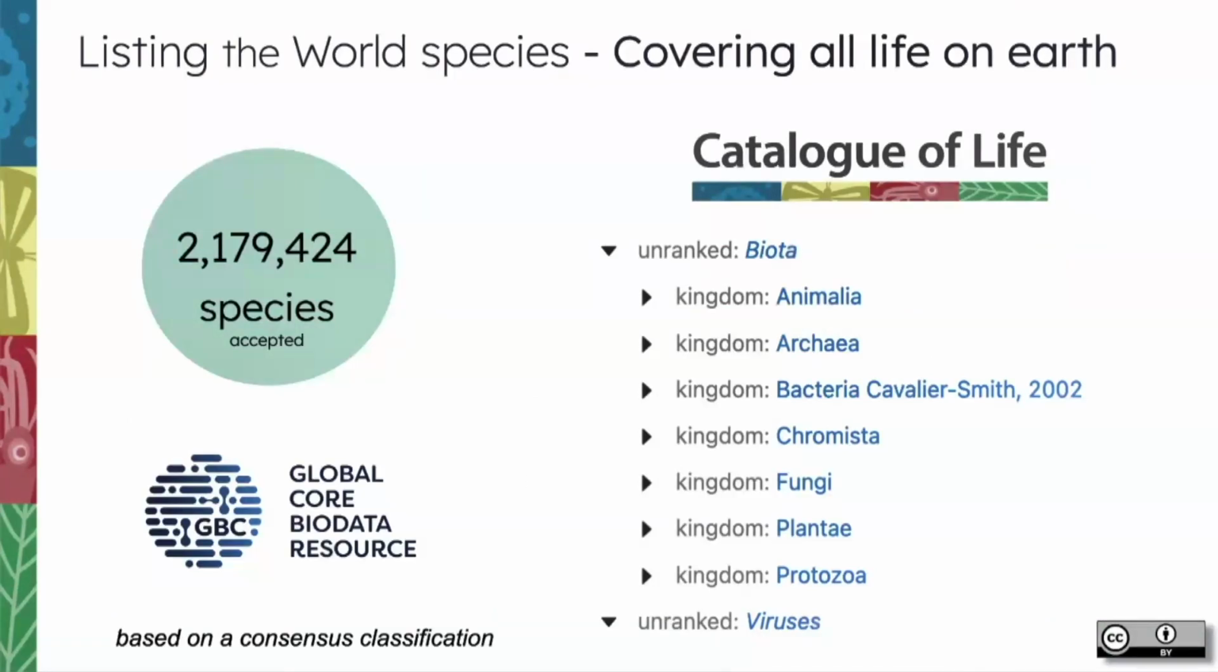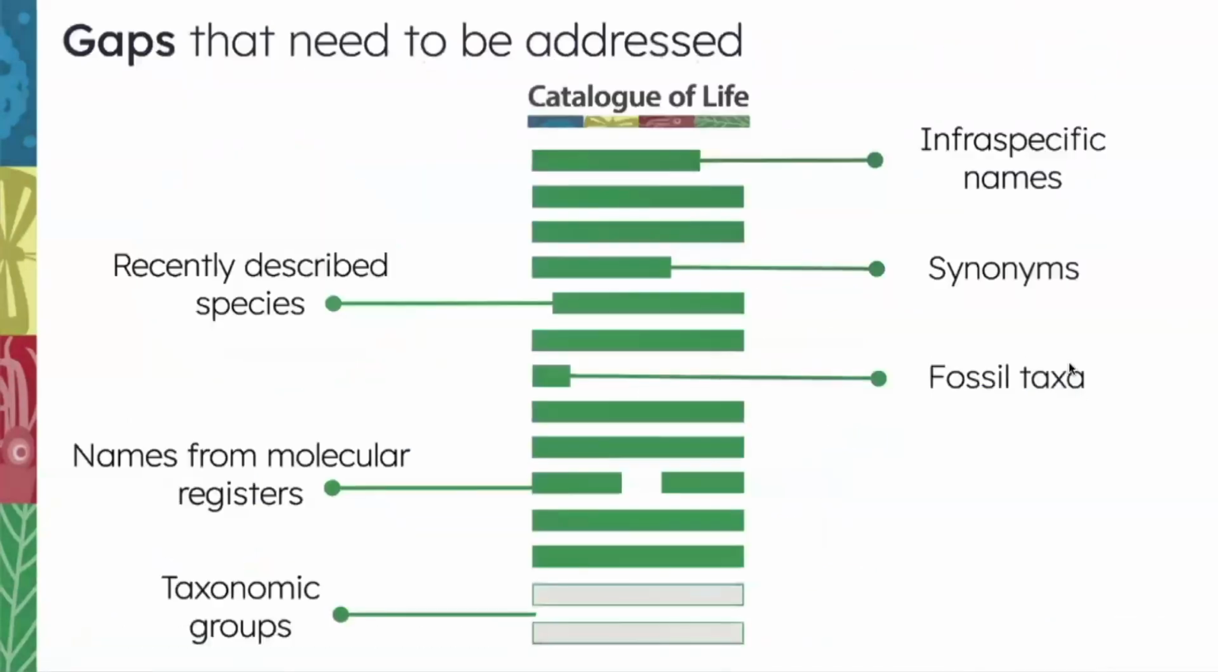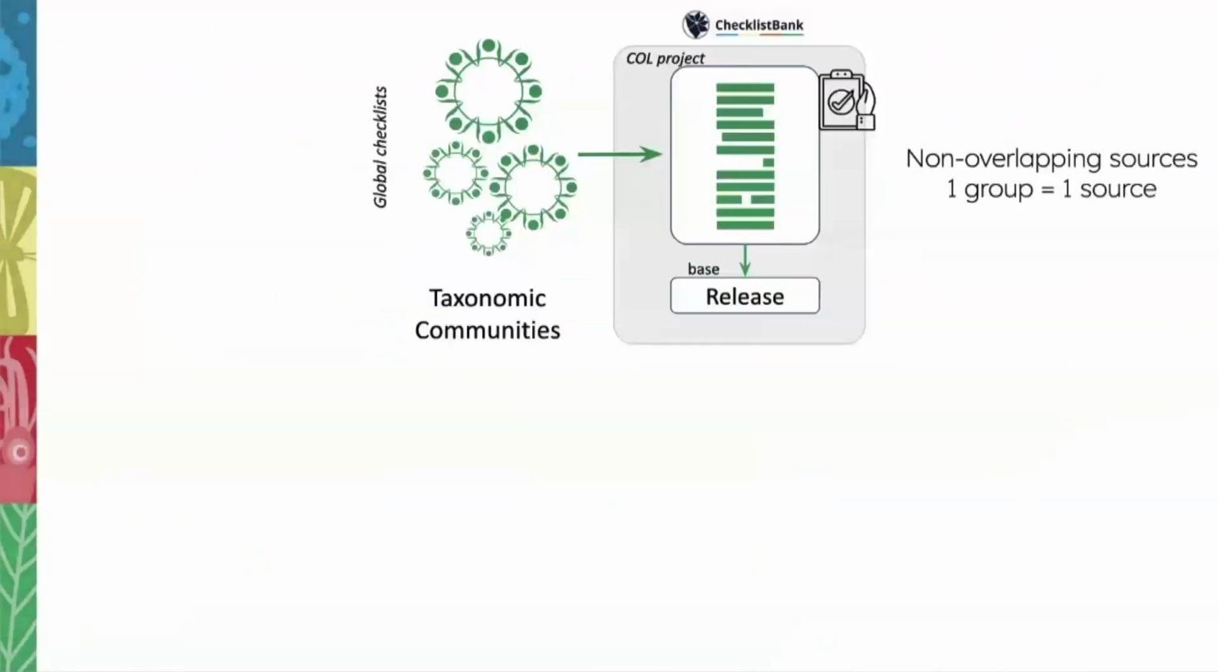Because of that, we are in a continuous journey of improvement. One of the things we need to improve is to have more infra-specific names, have more synonyms, keep up with the recently described species, not in a yearly cycle, but rather in a monthly cycle, have more fossil taxa, names from molecular registers, and of course, get more taxonomic groups.